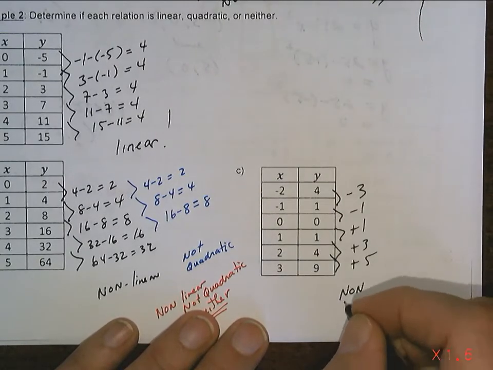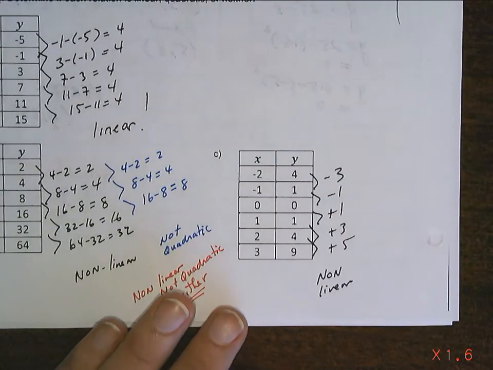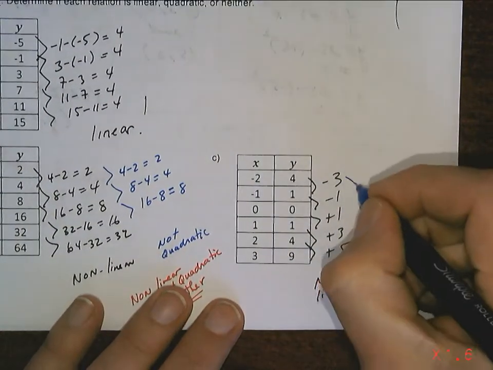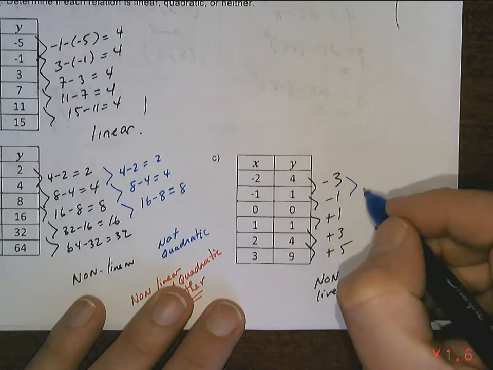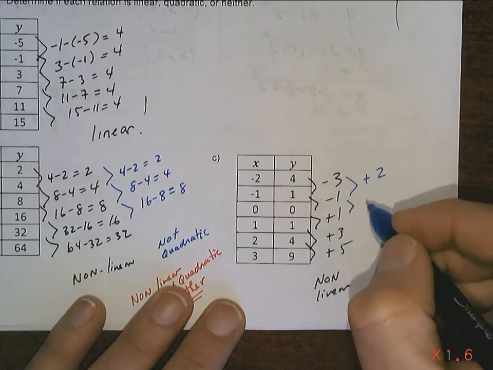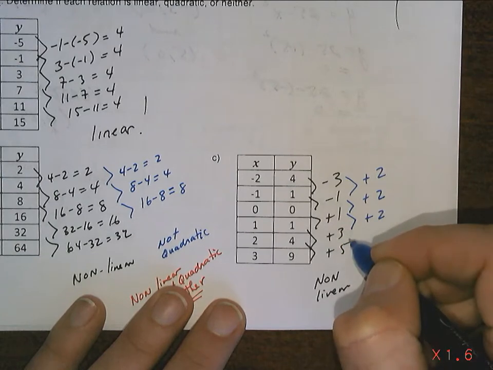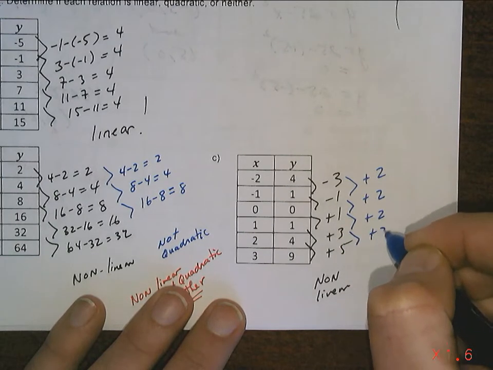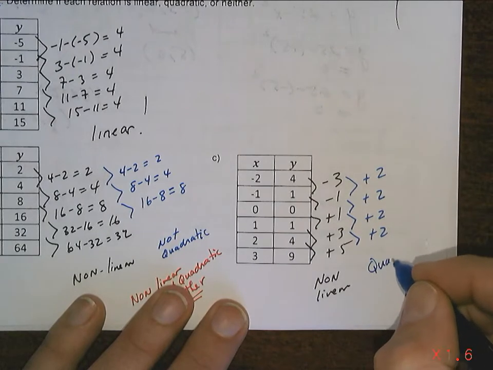It is non-linear. But the question is, can we do better? Let's take a look. The second finite differences, what did it take to go from -3 to -1? +2. What did it take to go from -1 to +1? +2. From 1 to 3? +2. From 3 to 5? +2. These are all the same. That makes this quadratic.